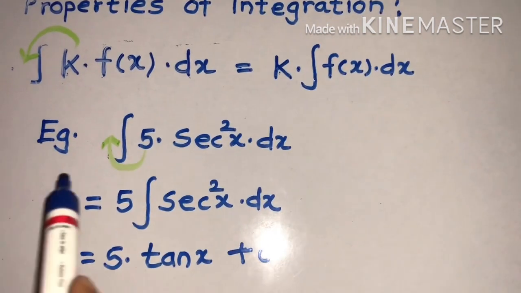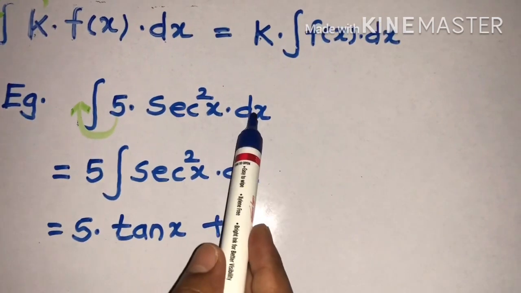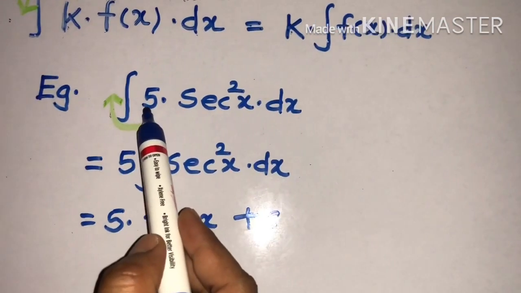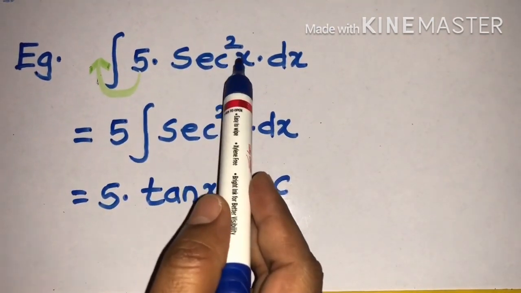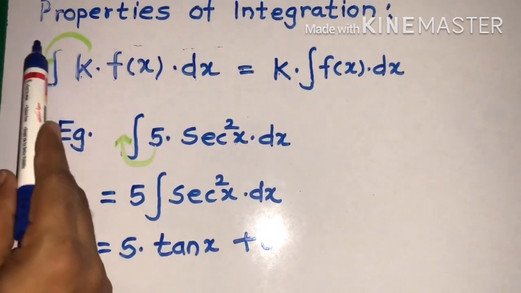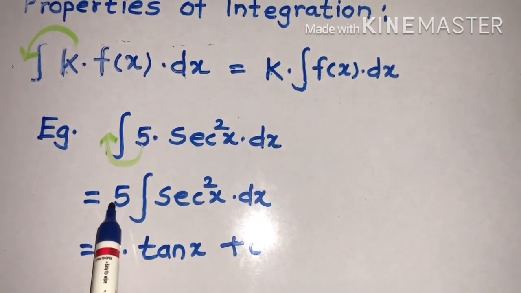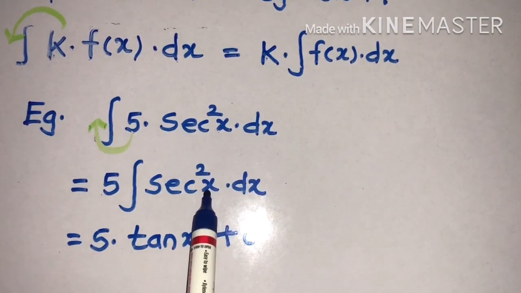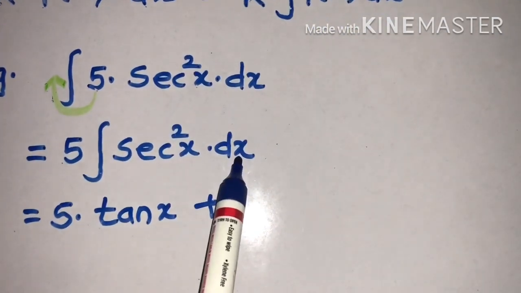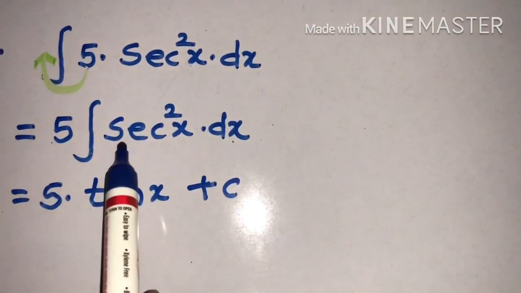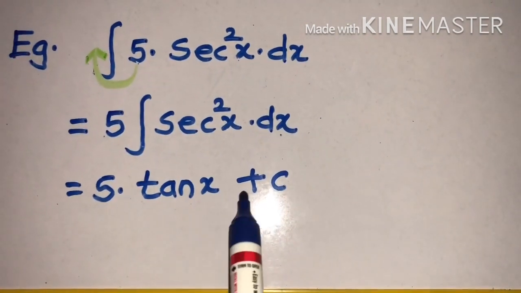For example, integration of 5 sec square x dx. So in this question, 5 is a constant and sec square x is a function. So according to this property, take this 5 outside from the integration. So we have here only sec square x, which is a function. So we are going to integrate sec square x with respect to x. So you all know that sec square x has an integral value tan x plus c.